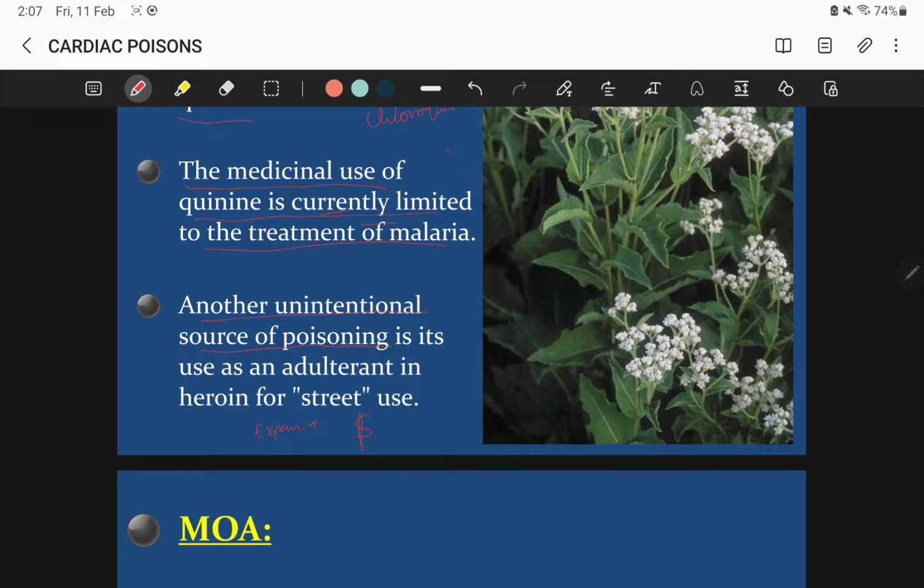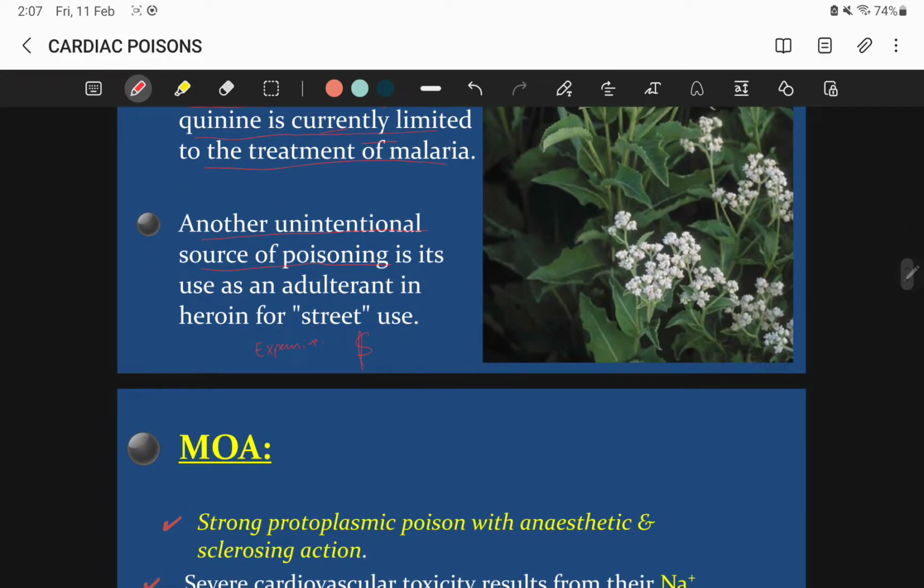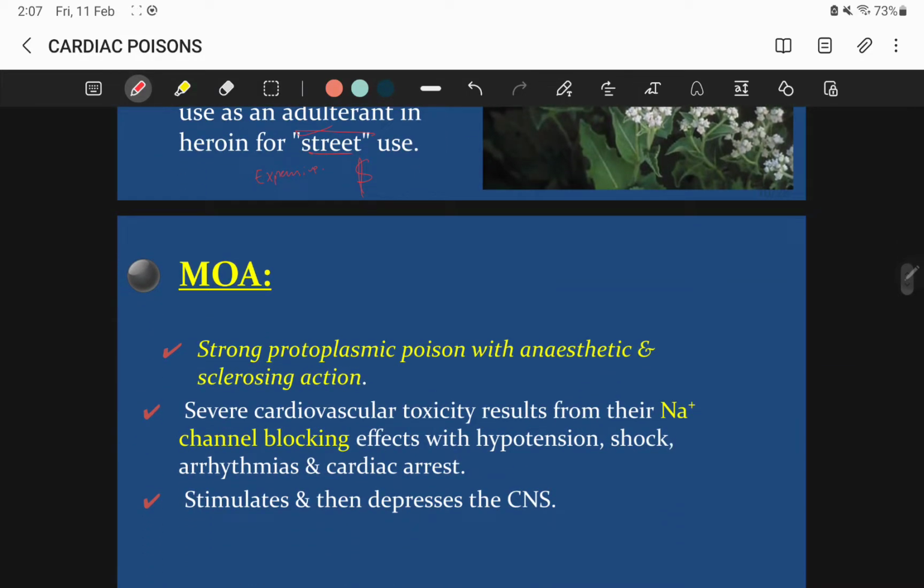So this is the pure heroin. They will add like 80% of the pure heroin and 20% of quinine. They will mix it and sell it saying it's 100% pure. These dealers are very bad. They do adulteration, like adulteration of food. Adulterant for street use. So this is an unintentional source of poisoning. Heroin users can get a heart attack and so on.